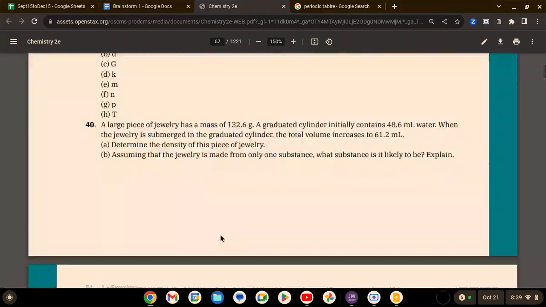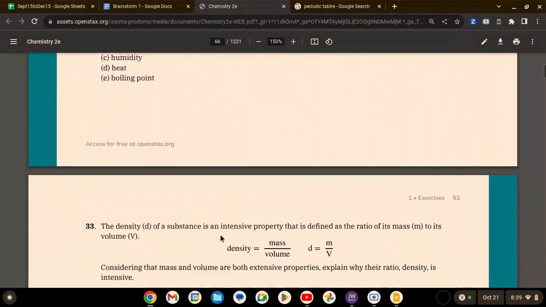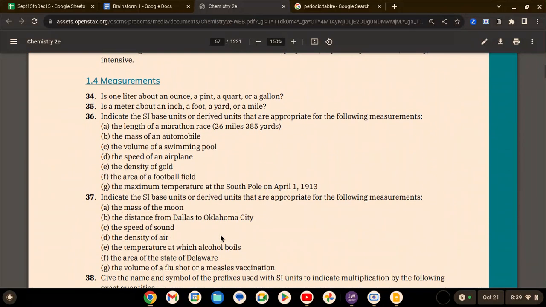Oops, too far. It's 31.35. Is a meter about an inch, a foot, a yard, or a mile? It's about a yard. A meter is roughly 3.3 feet, or 3.25 feet. 3 feet, 3 inches, roughly. Okay.